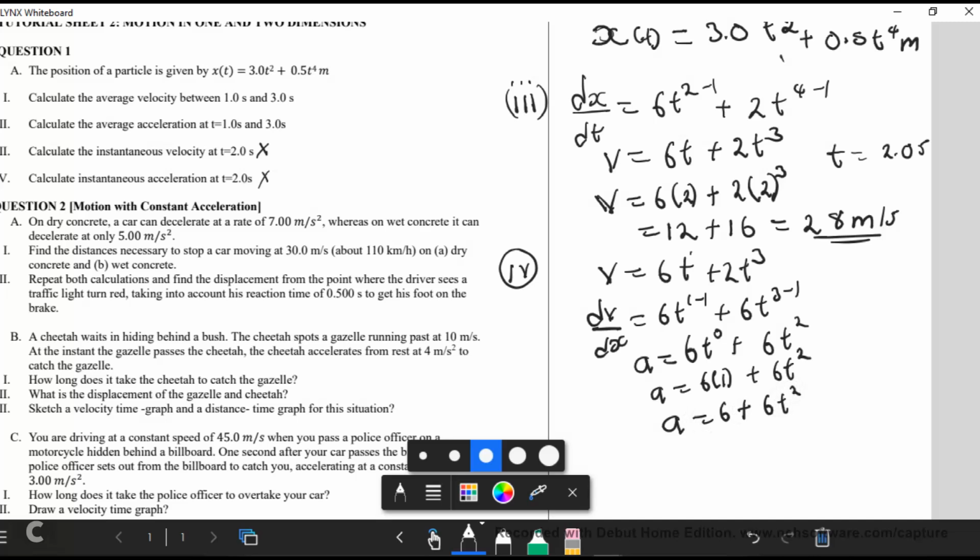Then your instantaneous acceleration, here they have said at t is equal to 2 seconds, so a is equal to 6 plus 6 then you replace with 2, it will be 6 plus 6 squared, plus 2 times 2, that's 4 times that, it is 24. So you'll find that your answer will come to 30 meters per second squared. So this is how you solve this question.